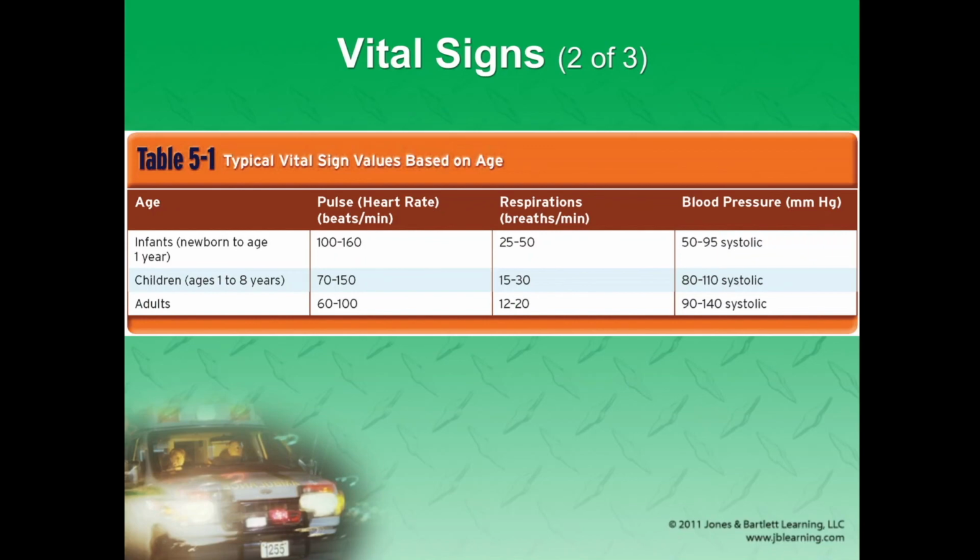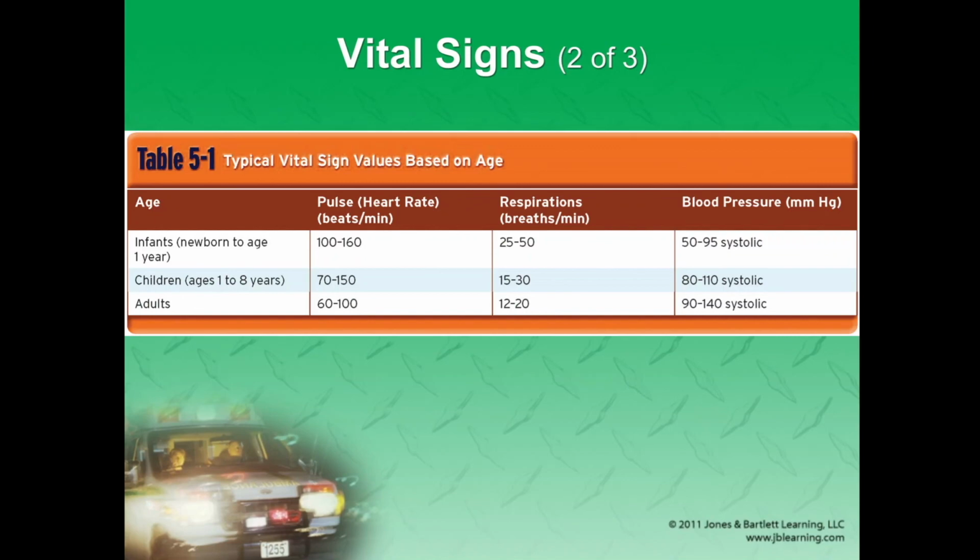So if we look here, when you are an infant, newborn to age 1 year, your heart rate is going to be anywhere between 100 and 160 beats per minute. Your respiratory rate will be anywhere between 25 and 50 breaths per minute. And your systolic, which is your top number, blood pressure is anywhere between 50 and 95.